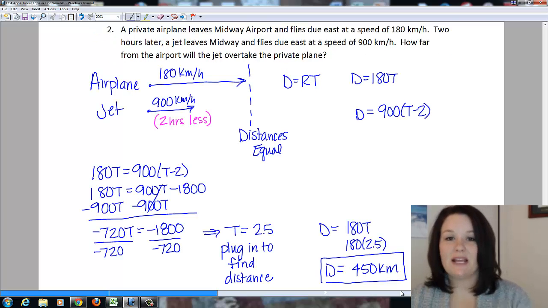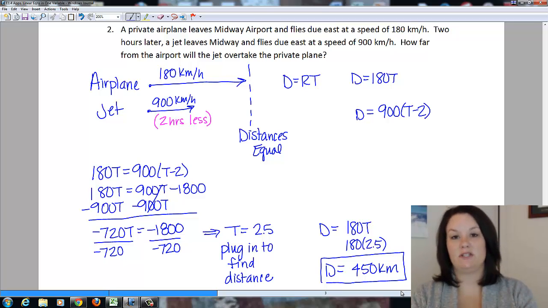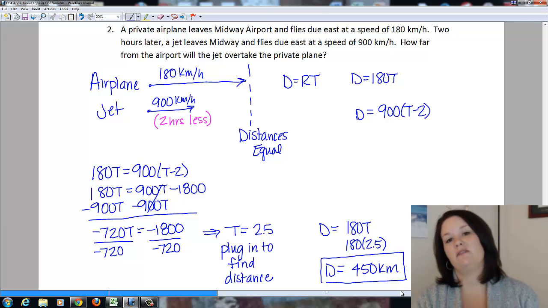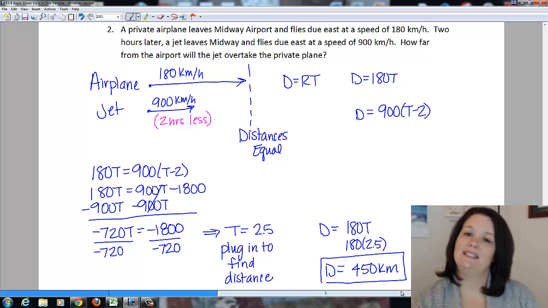On this one, again, we're talking about two, well, not airplanes, one an airplane and one a jet, leaving at different times on the same route and trying to figure out when one will overtake the other. So I have the airplane going 180 kilometers per hour and the jet that leaves 2 hours later going 900 kilometers per hour, and I'm trying to find the point at which they catch one another, or where their distances are the same. So I go ahead and write a distance for each one.